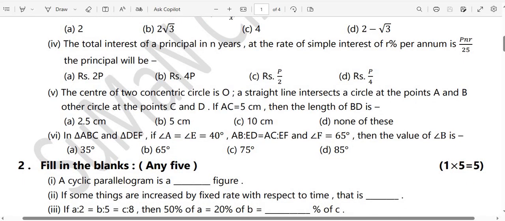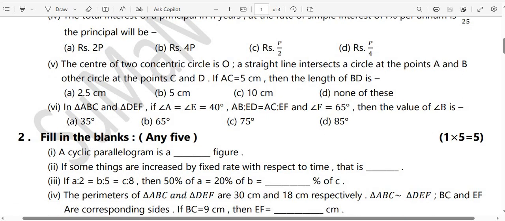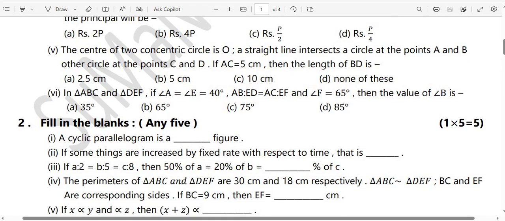Next question 2. Fill in the blanks. Any 5. 1 into 5 is equal to 5. Each question carries 1 mark. Question number 1. An isomorphic parallelogram is a dash figure. Question number 2. If some things are increased by a fixed rate with respect to time, that is dash.